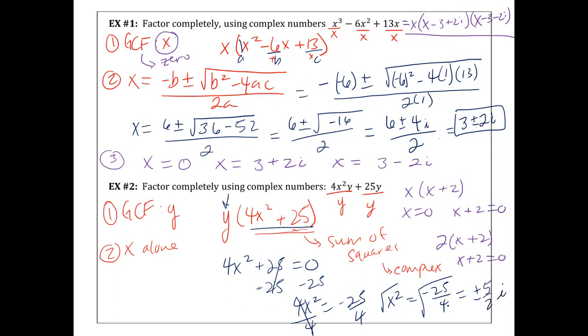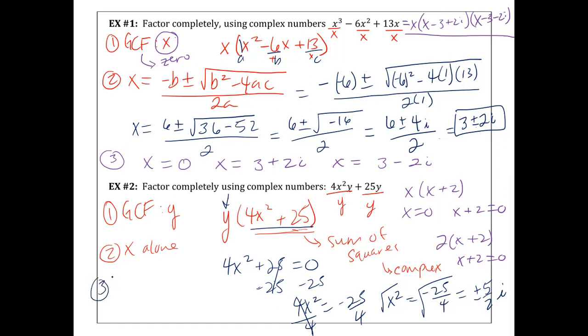Why is there an i there? There's a negative in the square root. So x is plus or minus 5/2 i, or you can write 5i over 2. However you want it. Wherever you put your coefficient, the i, it doesn't matter if it's in the front or in the numerator. Okay, so now you have your zeros. So we got x alone and found our zeros.